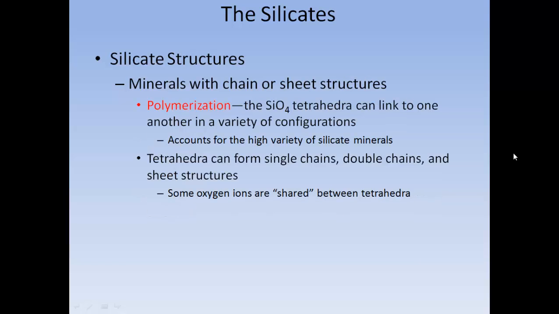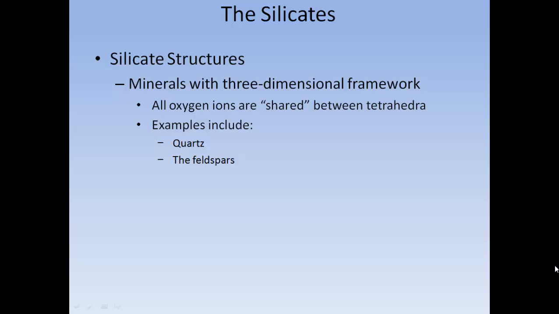Minerals with chain or sheet structures: through polymerization, the SiO4 tetrahedra can link to one another in a variety of configurations. This accounts for the high variety of silicate minerals. The tetrahedra can form single chains, double chains, and sheet structures. Some oxygen ions are shared between the tetrahedra. And some minerals have a 3-dimensional framework, where all oxygen ions are shared between the tetrahedra. Examples are quartz and the feldspars.